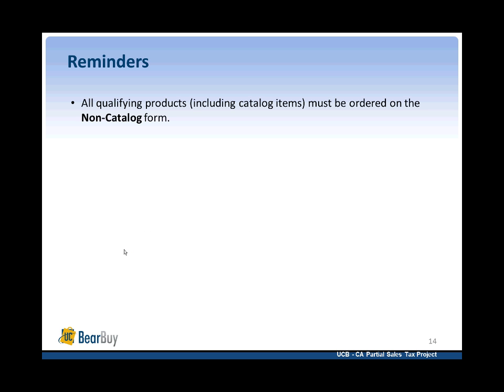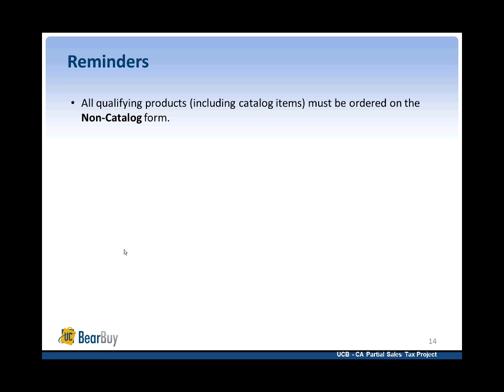A couple reminders when it comes to the process in BearBuy is that all qualified products, including catalog items, must be ordered on the non-catalog form. So if a shopper has identified an item as qualifying that's available through a hosted or punch-out catalog, the shopper will need to purchase or request that item via the non-catalog form.